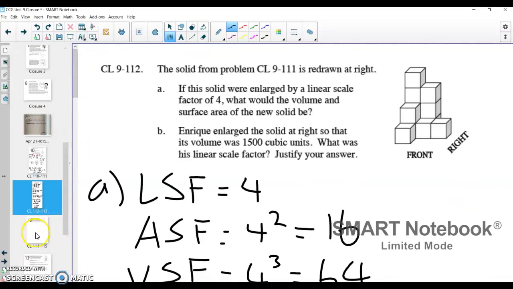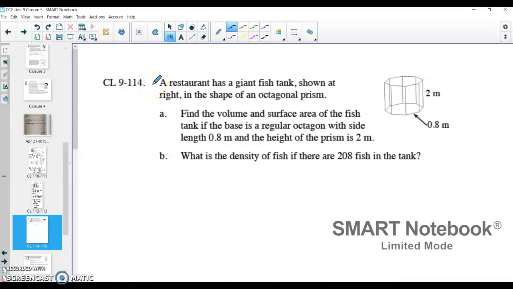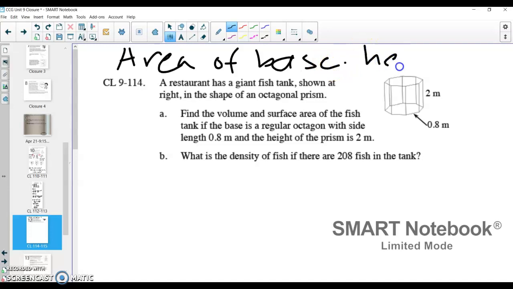All right, the last one here is 9-114. It is a longer problem because it is finding the volume and surface area of an octagonal prism, and we'll just get right into it. The first thing we want to do is find the volume. I'm going to find the volume first and then the surface area after. If I'm finding the volume of any kind of prism, I want the area of the base, and I want to multiply that by the height.